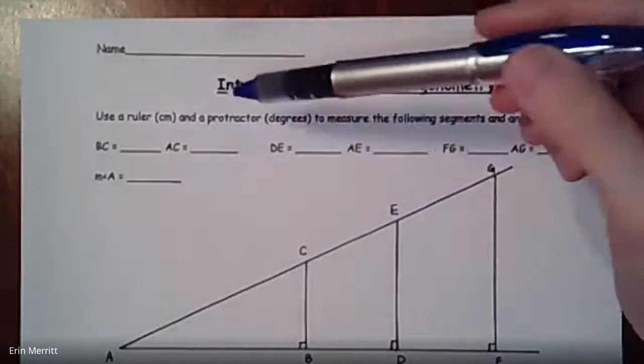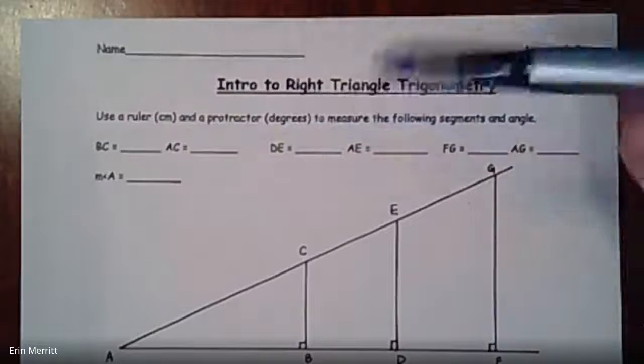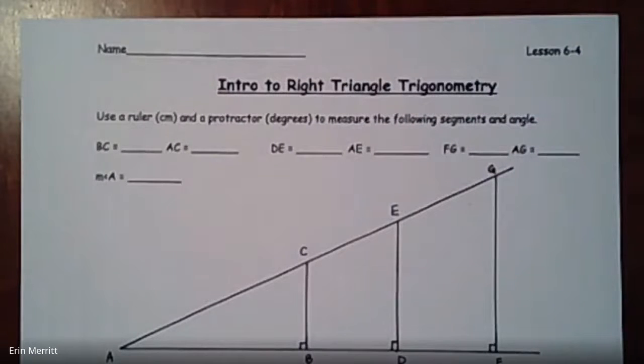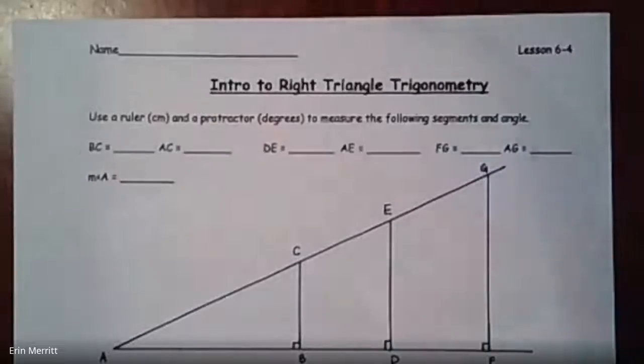To develop the idea here, we need a ruler in centimeters and a protractor. Lucky for me, I have those things floating around my house. So I'm going to do some of these with you, but if you have it at home, feel free to try this along. We are asked to measure all these segment lengths and then one angle measure.